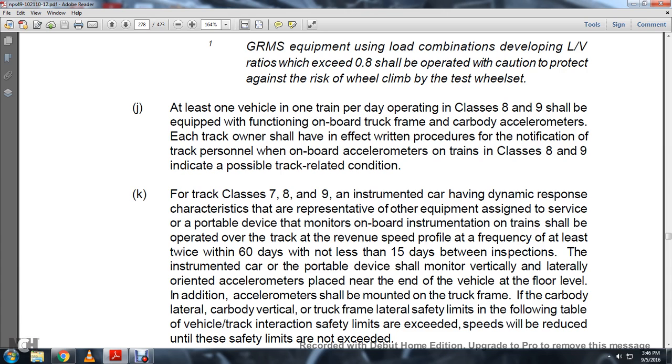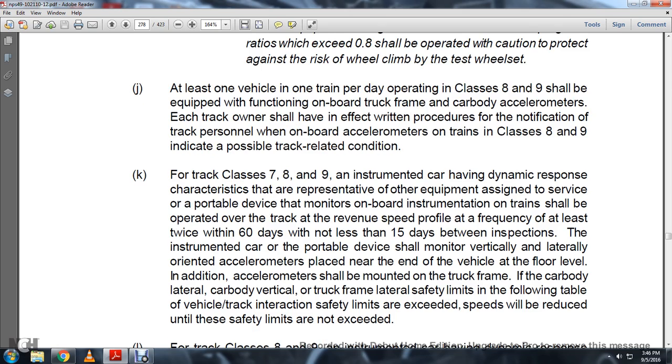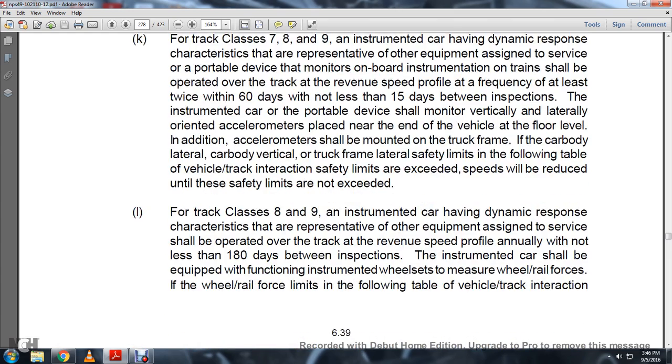The instrumented car and portable devices shall be monitored vertically and laterally, oriented with the accelerometer placed near the end of the vehicle at the floor level. In addition, the accelerometer should be mounted on the truck frame. If the car body or the lateral movement of the car body or truck frame exceeds the lateral safety limits in the following table, the vehicle track interaction safety limits are exceeded, the speed will be reduced until these safety limits are not exceeded.